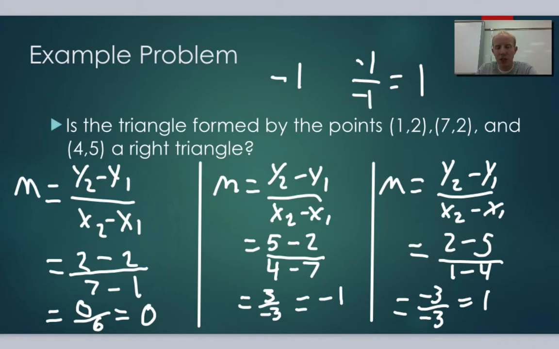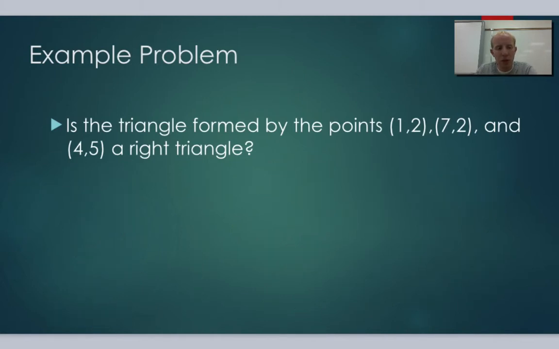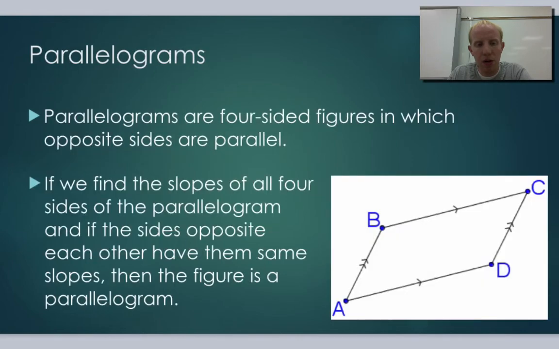So that's what you're doing for these types of problems. You find all the slopes. If any are opposite reciprocals, then you have a right triangle, like in this example. Let's move on to our other application, and that is with parallelograms.